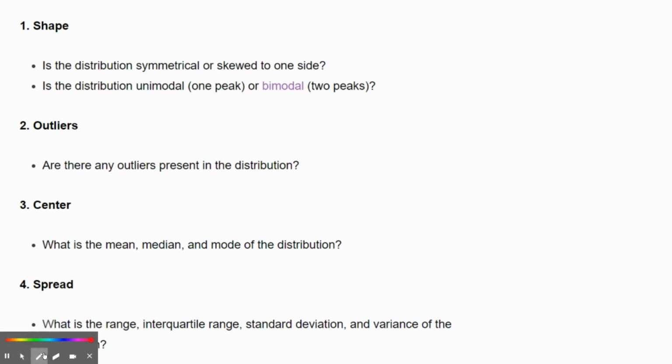For center, we're going to be choosing either the mean or the median. We can look at the mode, but most of the time we will be looking at the mean and the median. And finally, for spread, we could look at such things as the range or the interquartile range. We won't be using standard deviation. We'll be using something called the mean absolute deviation.